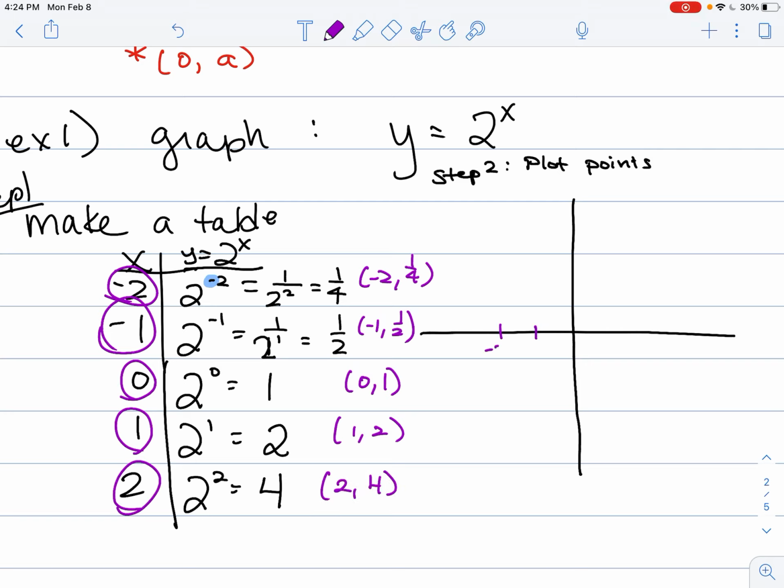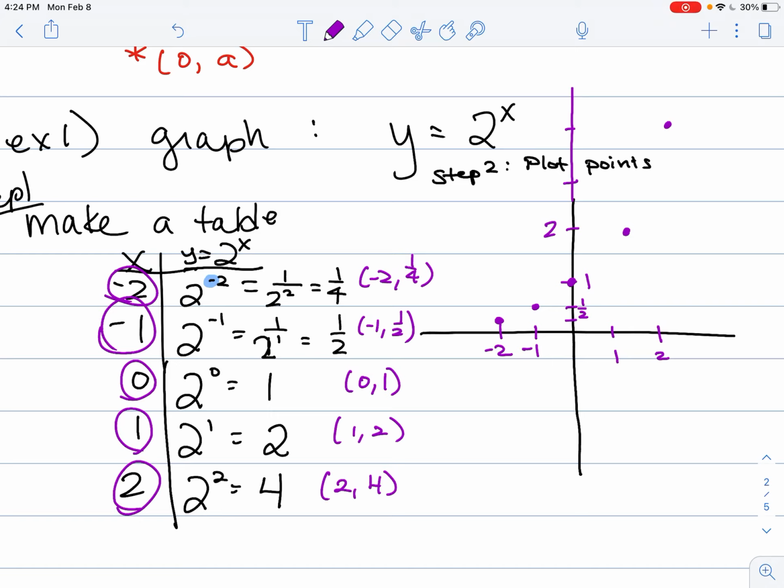Here's -2, up 1/4. So let's say that this is 1. Here's 1/2, and 1/4 is kind of in the middle of that. At -1, it's up 1/2. At 0, it's up 1. At 1, it's up 2. So if this is 1, here's 2. And at 2, it's up 4. So here's 3, 4.